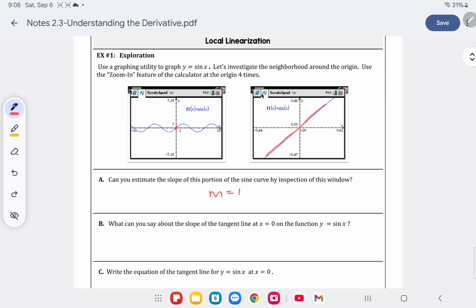If you were to do rise over run using this window here, which means that if the slope when we zoomed in super far is 1, that means the slope of the tangent line at x equals 0 is 1.